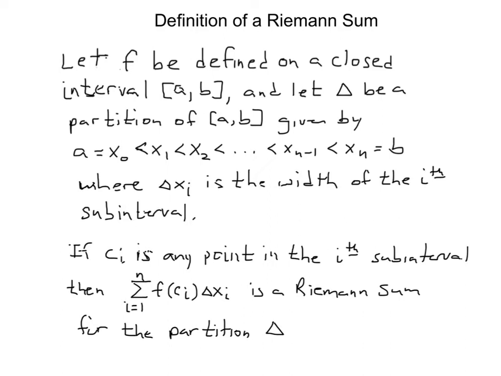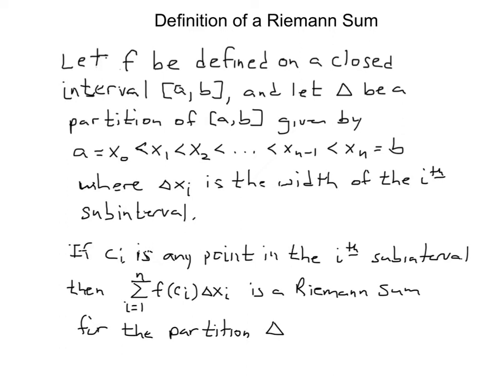Now in 4.2 we restricted that to be a regular partition where the distance between each point was the same. In this case that is not going to be the case. We're not going to set it up so that the delta x's are always going to be the same. And this partition is going to be given by a equal to x0, and that's going to be less than x1, which is less than x2, all the way down to less than x sub n minus 1, less than x sub n, which equals b.